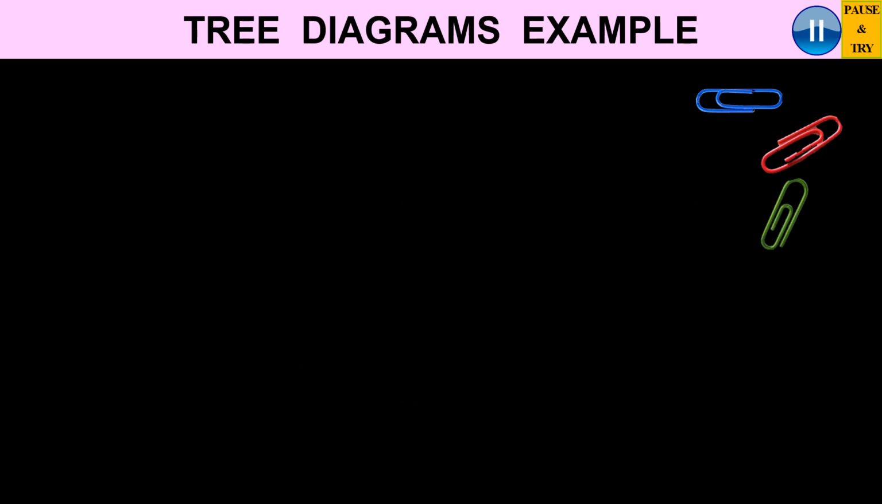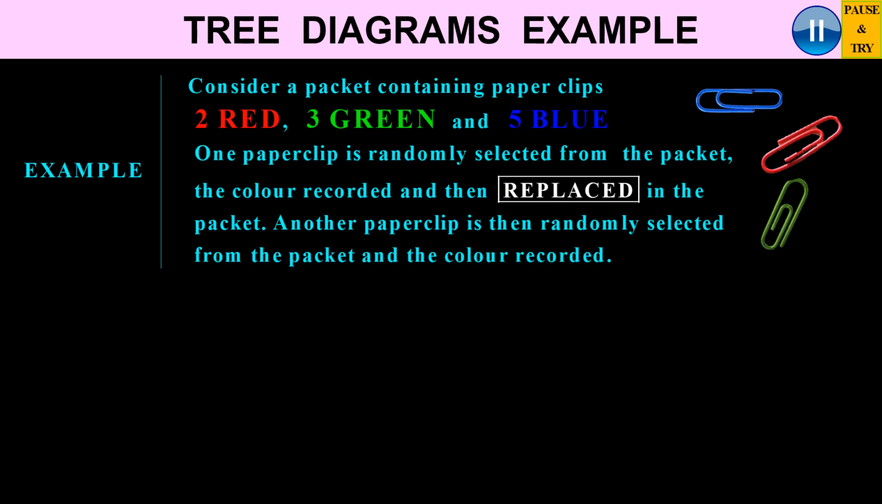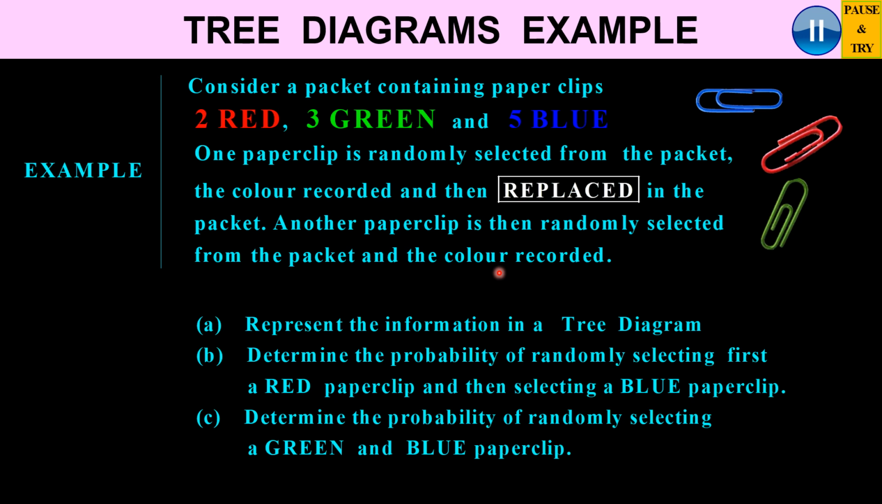To illustrate the use of tree diagrams, let's consider an example. We've got a packet containing some paper clips. We have 2 red, 3 green and 5 blue paper clips. One paper clip is randomly selected from the packet, the color recorded and then replaced. The emphasis here is that we put it back in the packet. Another paper clip is then randomly selected from the packet and the color is recorded, and we can continue that way. So we've got 3 questions here. We'll show you how we can represent this information in an organized way as a tree diagram, and then we're going to calculate the probability questions.